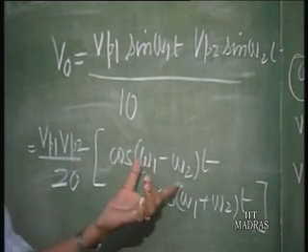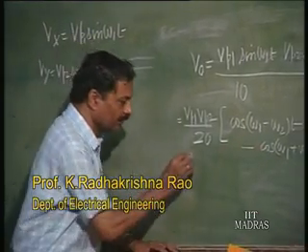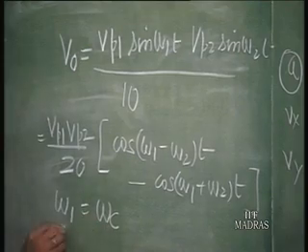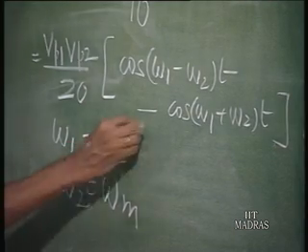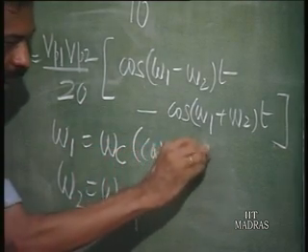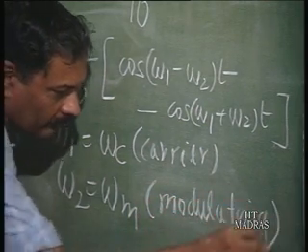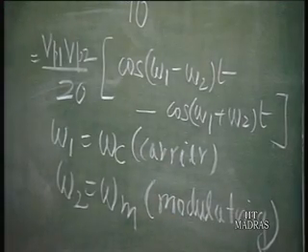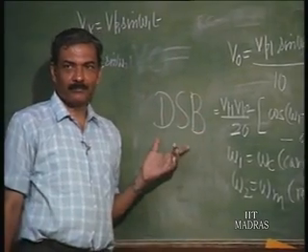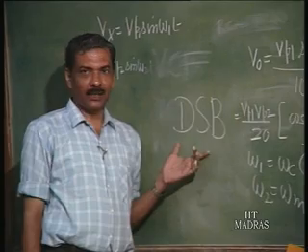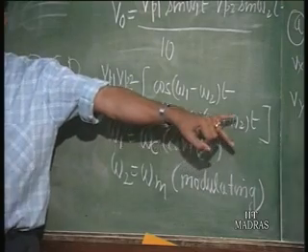So, these are what are called side bands. If omega 1 is the carrier and omega 2 is the modulating frequency, this output communication engineers call a double side band system. Carrier is absent. This is called double side band. It will have omega c minus omega m and omega c plus omega m.